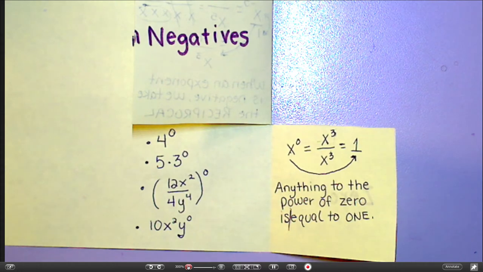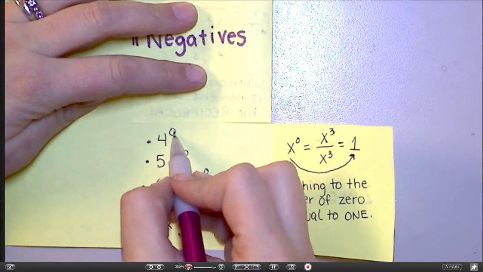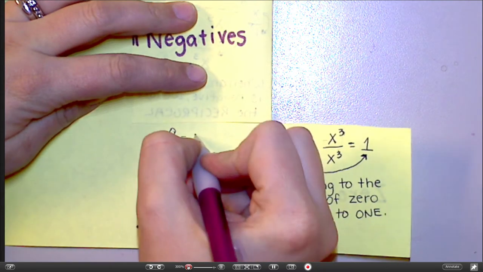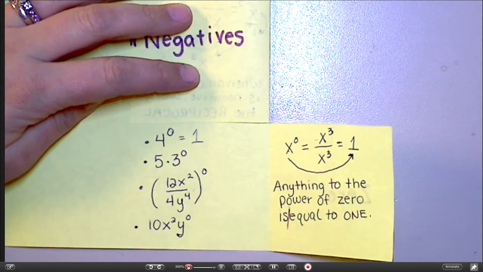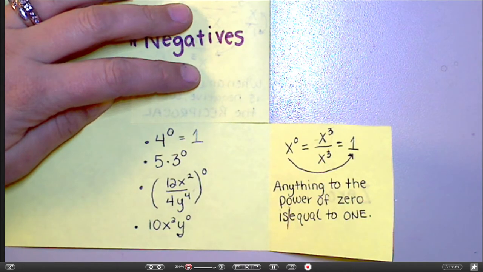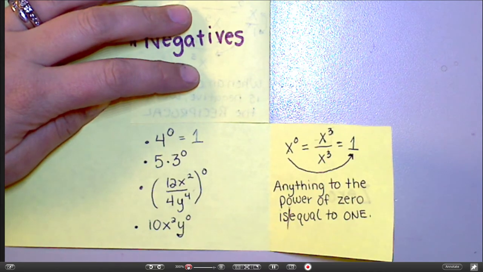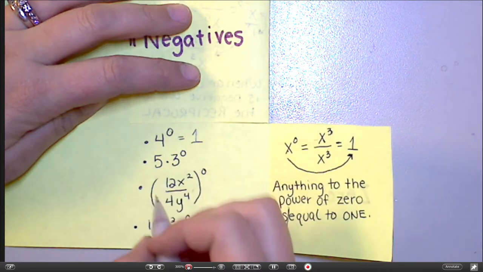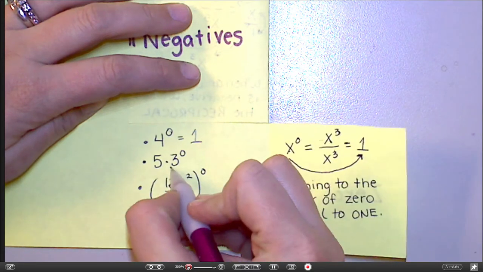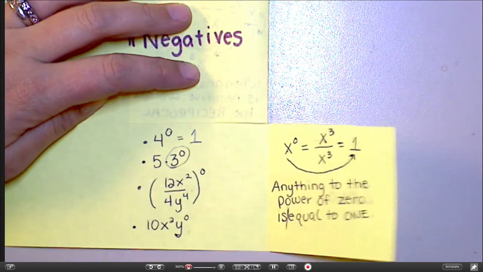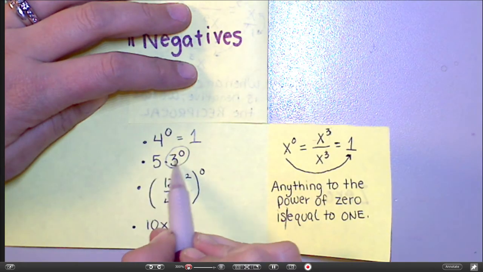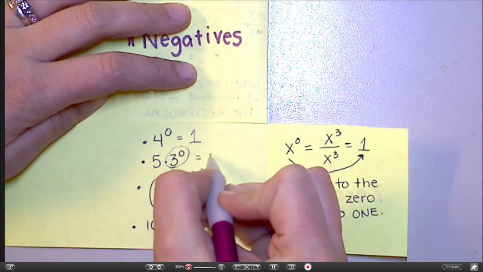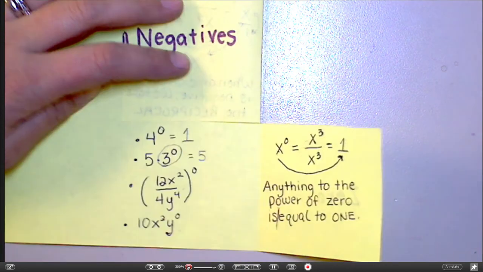All right, this should be super easy. 4 to the power of 0 just equals 1. Anything to the power of 0 equals 1. I could do 1 million to the power of 0, and the answer would be 1. Now pay attention, though, to where the 0 is, because, for example, on this one, this is the only thing being raised to the power of 0. So what you really have here is 5 times 1, which is just 5.